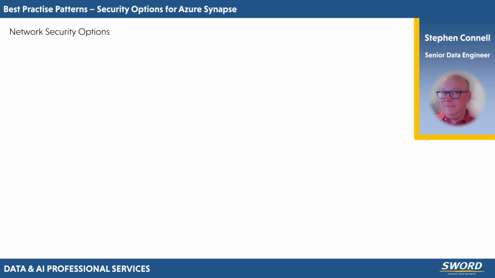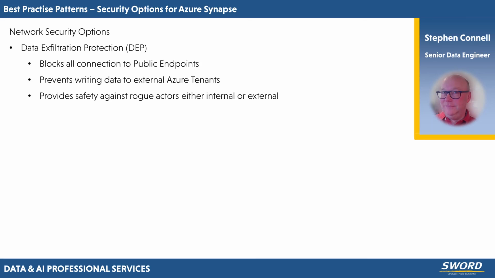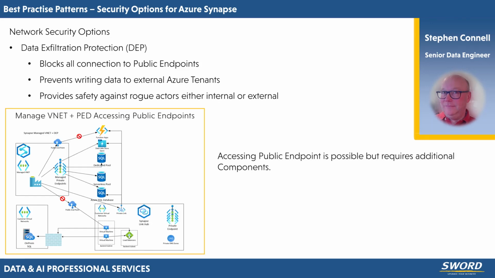Network security options, data exfiltration protection, DEP. The most secure configuration that is possible to have on a Synapse workspace requires data exfiltration protection. There are some limitations which will apply to Spark pools, whereby they will not be able to use services that require public endpoint connections. To implement access to public endpoints with DEP enabled, a range of additional Azure components are required.